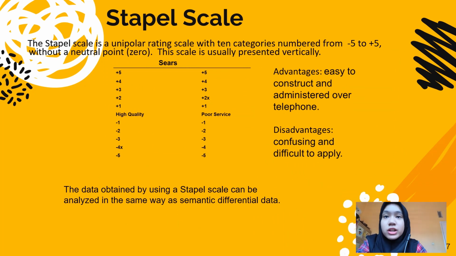The Stapel scale. The Stapel scale, named after its developer Jan Stapel, is a unipolar rating scale with 10 categories numbered from -5 to +5 without a neutral point or zero. This scale is usually presented vertically. Respondents are asked to indicate how accurately or inaccurately each term describes the object, selecting an appropriate numerical response category. The higher the number, the more accurately the term describes the object.